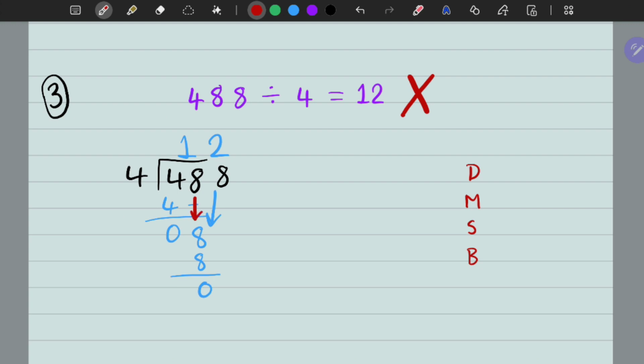Alright, so first I'm going to bring down this 8. What is 4 going into 8? And what is 8 divided by 4? Well, that is 2, but this should be a little bit that way. So I'm just going to imagine, here you go, I've got my new column. Next, what is 4 multiplied by 2? It is 8. I need to subtract those, gives me 0, and I still have this 8 to bring down.